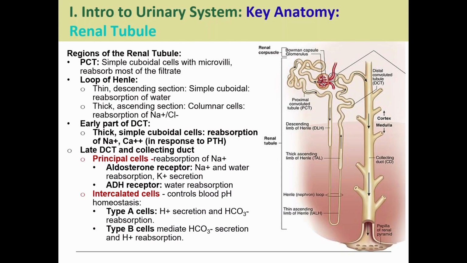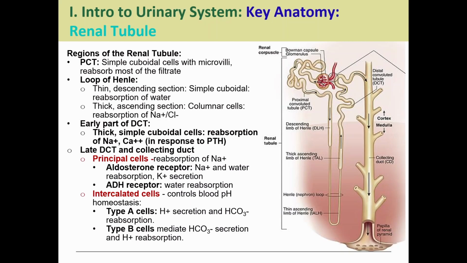The loop of Henle is going to be that loop that dives down. We have a thin descending section, which is made of simple cuboidal cells for absorbing water, and then we have a thick ascending section, which is columnar. That's what makes it a little thicker, because we have columnar cells instead of cuboidal, and that helps us with reabsorbing things like sodium and chloride. So it's going to help us with absorbing salt. We reabsorb water, and then as we come back up, we reabsorb salt.